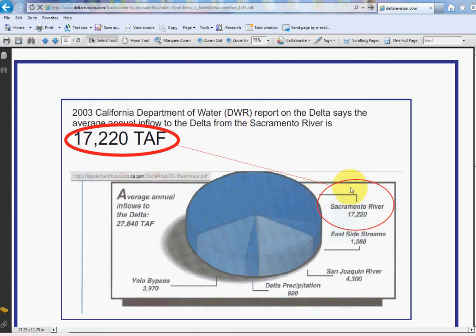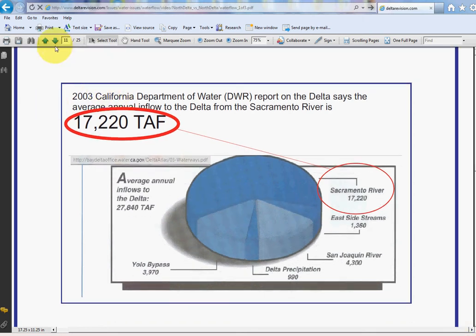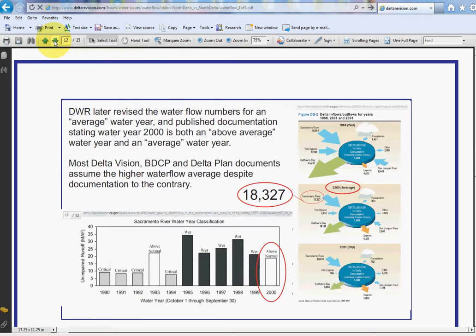And you'll notice that the water flow is separated out from the Yolo Bypass. And the annual average inflows to the Delta included the San Joaquin River, that's over here, and you'll see the big difference between the San Joaquin River and the Sacramento River. But that was considered the average annual inflow, the number that we would start with for X. However, then starting in 2004, really, this document was produced.